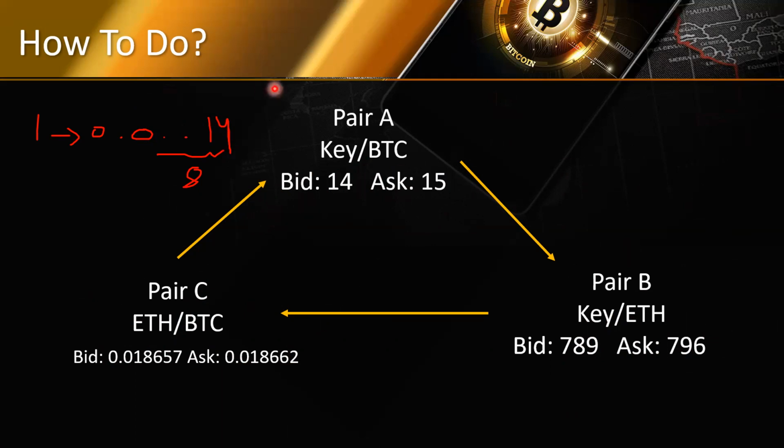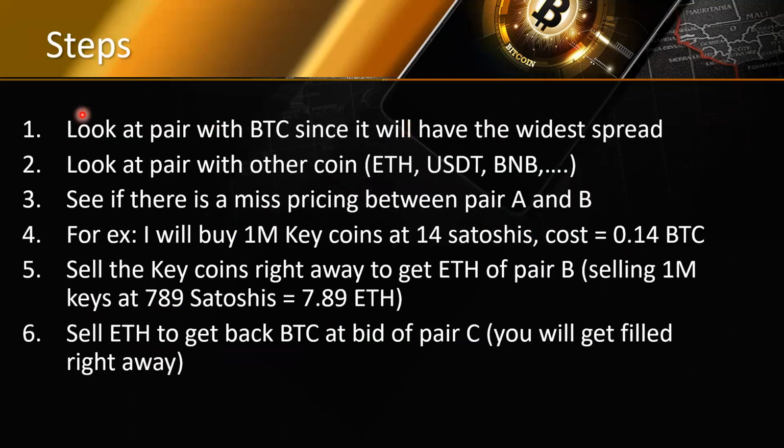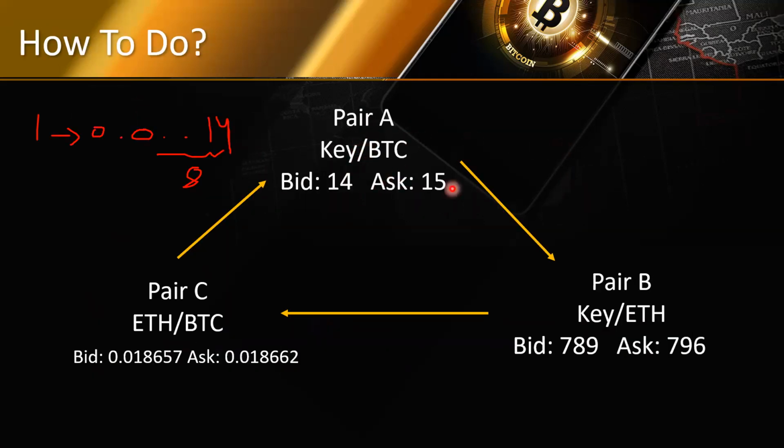Okay, but basically look what we can do. So these are the steps. Look at the pair with Bitcoin, since it will have the widest spread. Okay, so always, so as we look, if we look here, this is the widest spread. So it's about 1 Satoshi. Here it's less than 1 Satoshi because we have 789. Okay. And here it's obviously very low.